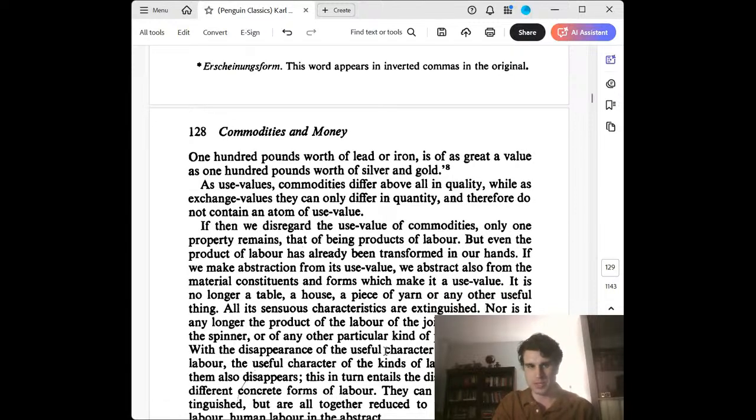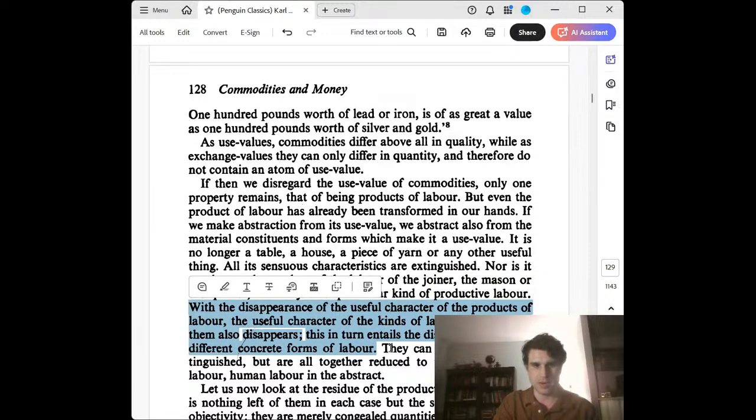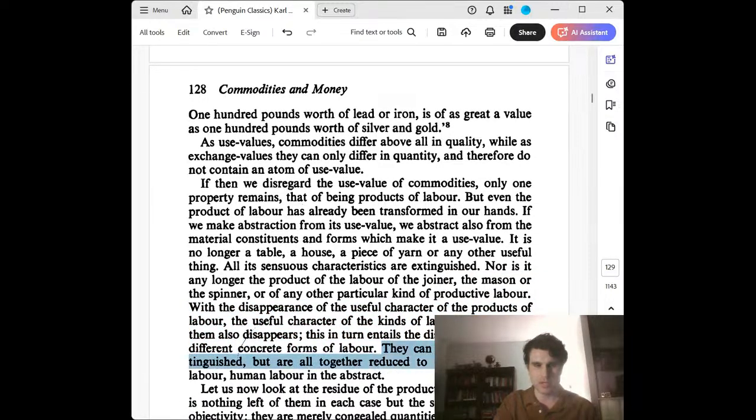With the disappearance of the useful character of the products of labor, the useful character of the kinds of labor embodied in them also disappears. This in turn entails the disappearance of the different concrete forms of labor. They can no longer be distinguished, but are altogether reduced to the same kind of labor, human labor in the abstract.